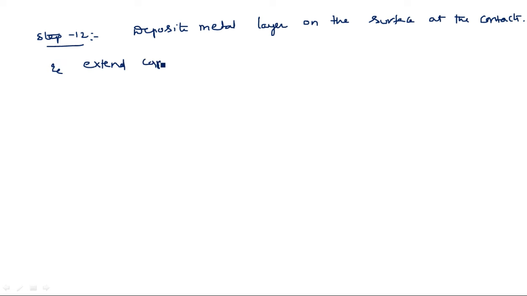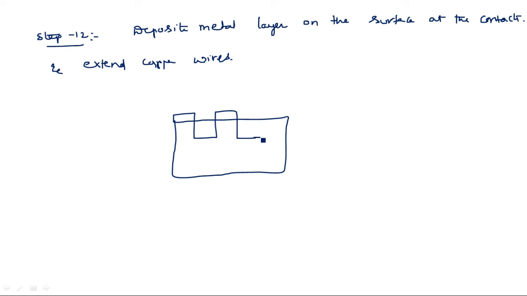So step 12, the final step, is nothing but deposit a metal layer on the surface at the contacts and extend copper wires. Copper wires. Then the final structure will be there. Sorry, this is P type, this is P type, and it is N type substrate. Okay, so here we have the oxide layer like this.